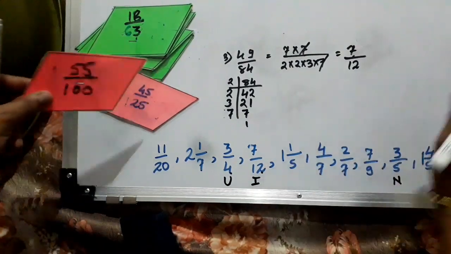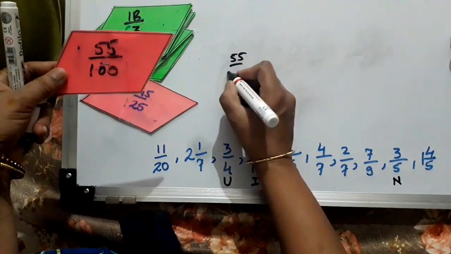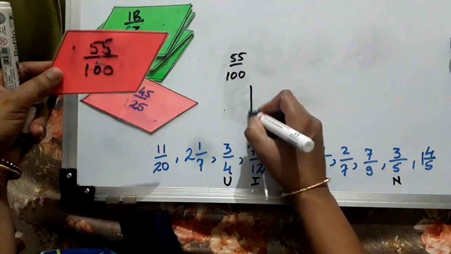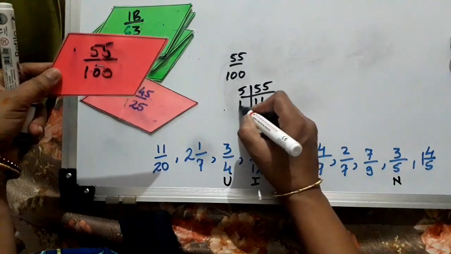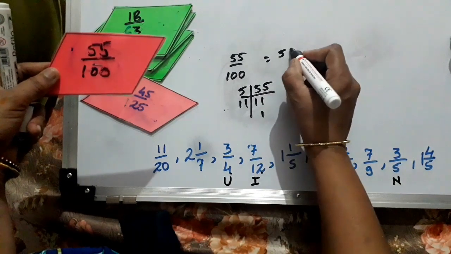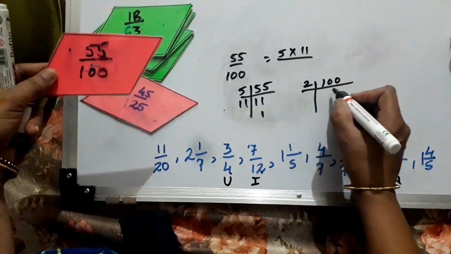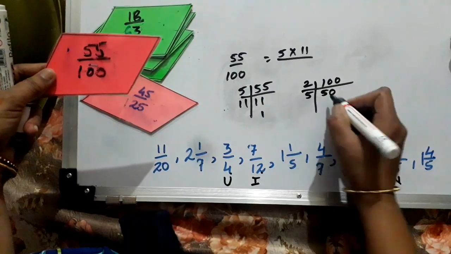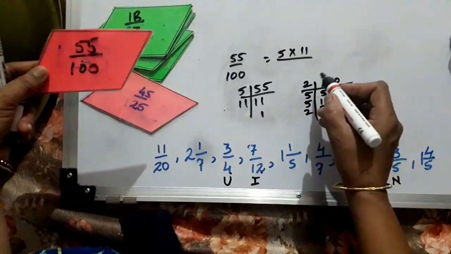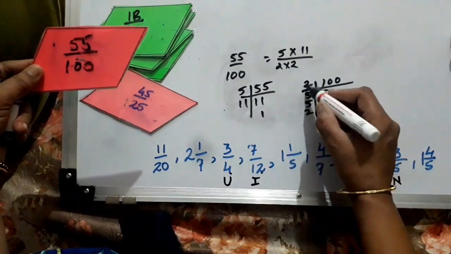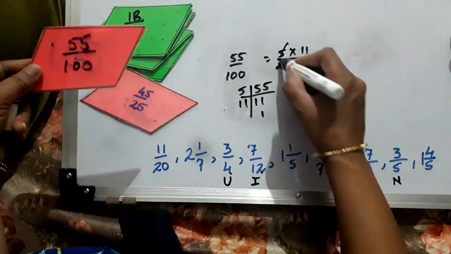The next question is 55 upon 100. Now 55, as you know, is divisible by 5. 5 11s are 55, 11 1s are 11. So here you can write 5 into 11, and for 100 it's divisible by 2. 2 50s are 100, 5 10s are 50, 5 2s are 10, and 2 1s are 2. So here you have 2 into 2 into 5 into 5. So 5 is common, which will go.